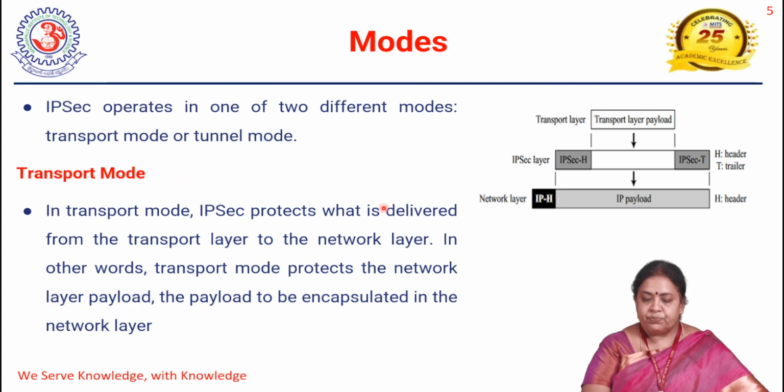So in the transport mode, what happens? The IPsec is providing security for the transport layer payload. It is not considering the network layer header. It provides security for the transport layer data only. Whatever is received from the transport layer, to that data only it is going to provide the security. Here it is going to add the IPsec header, and also the IPsec trailer. That is what we call the transport mode.